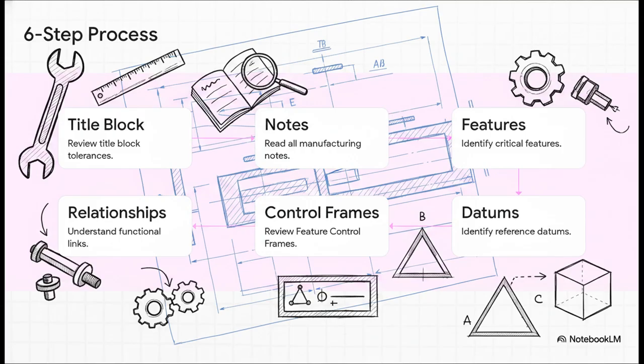They almost always contain crucial manufacturing or process constraints. Step 3, identify your critical to quality features. Step 4, locate the datums. Step 5, break down the feature control frames applied to those specific features. And finally, Step 6, take a step back and understand the functional relationships. How are these features going to interact during final assembly? Doing this in order guarantees you never miss the underlying design intent.